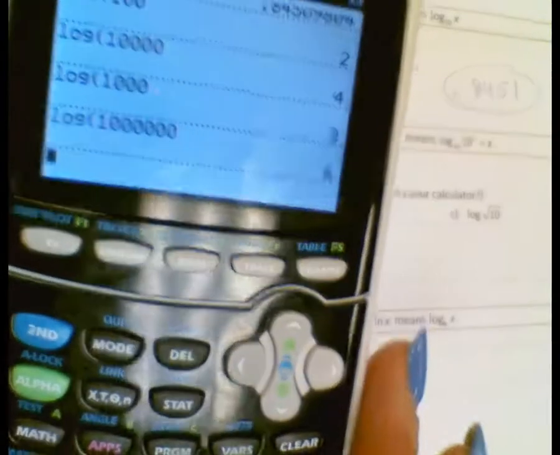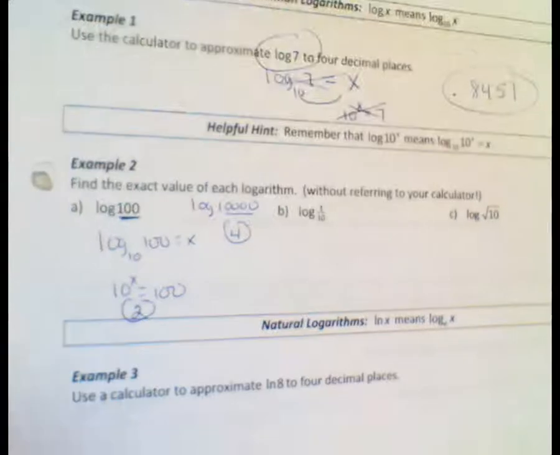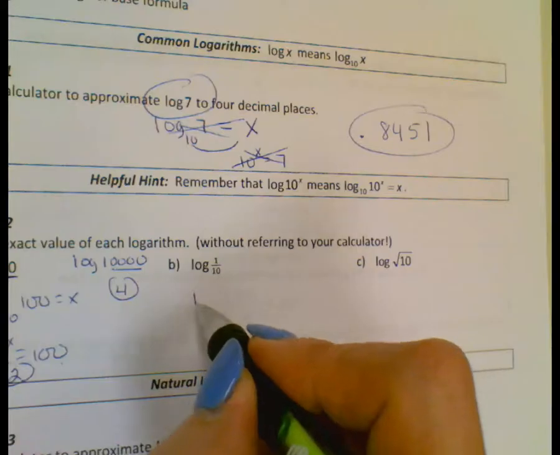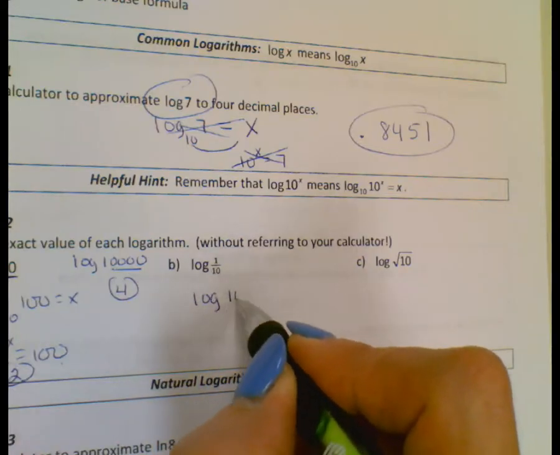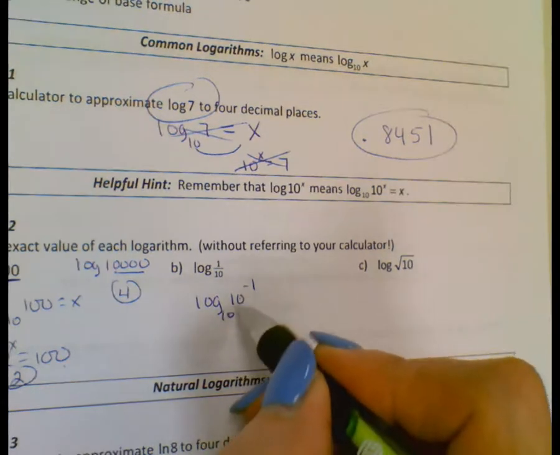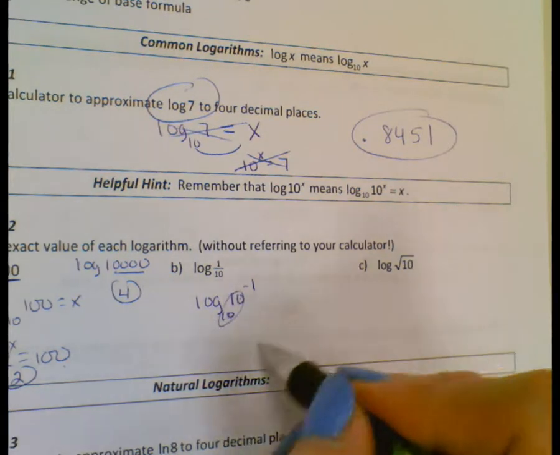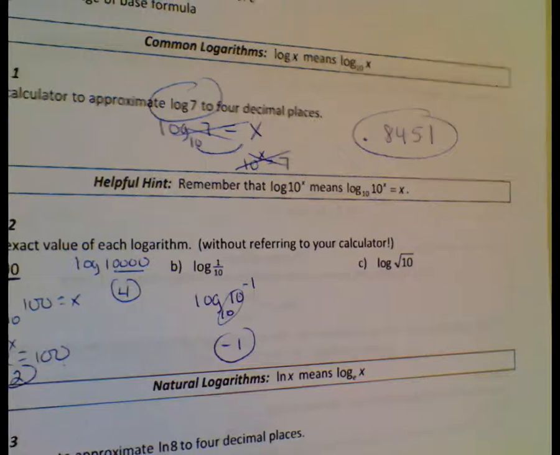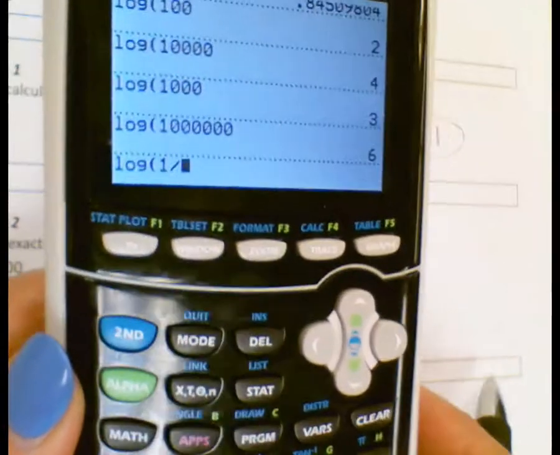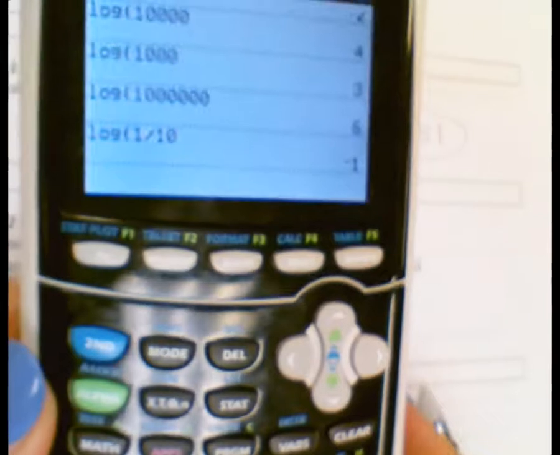Log of a million is 6. Okay, so this is also a power of 10, but it's in a fraction form. Most people think of 1/10 as 10 to the negative 1. So if this is a base 10 and these cancel, your answer should be negative 1. Let's try it on the calculator though. Log 1 divided by 10: negative 1.